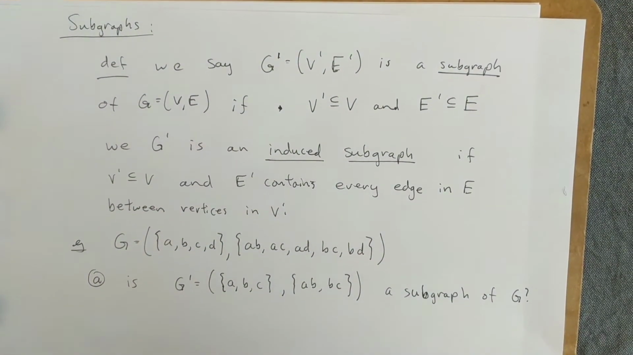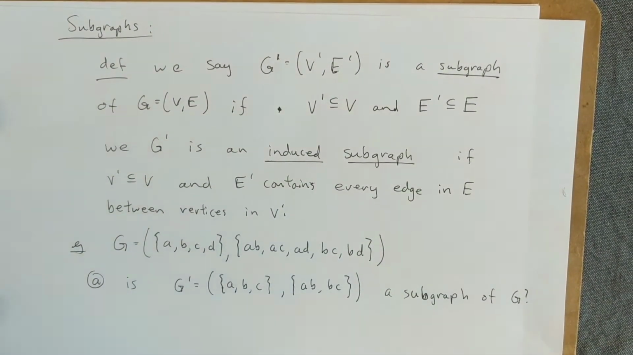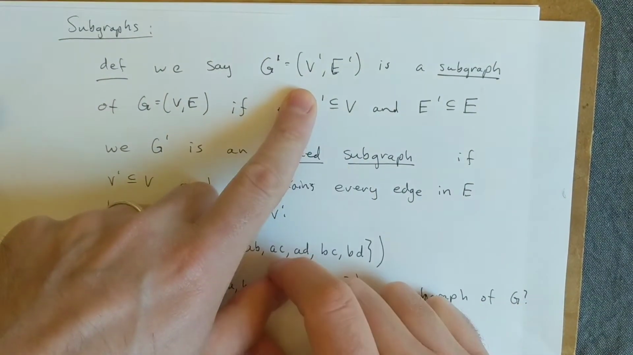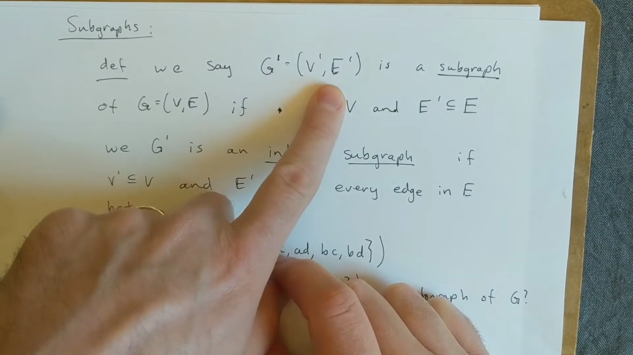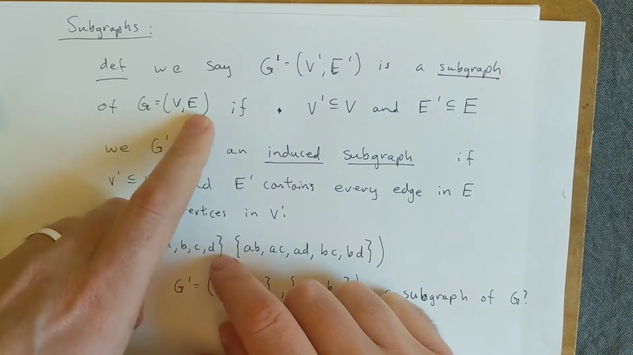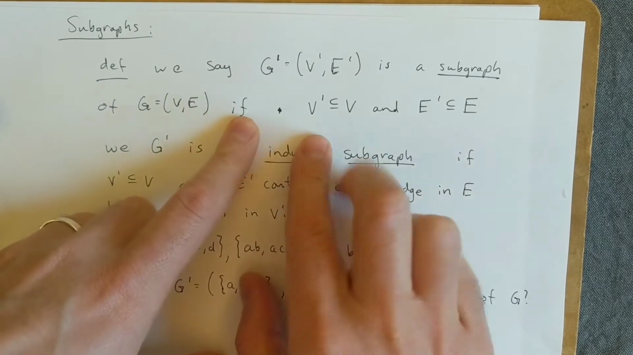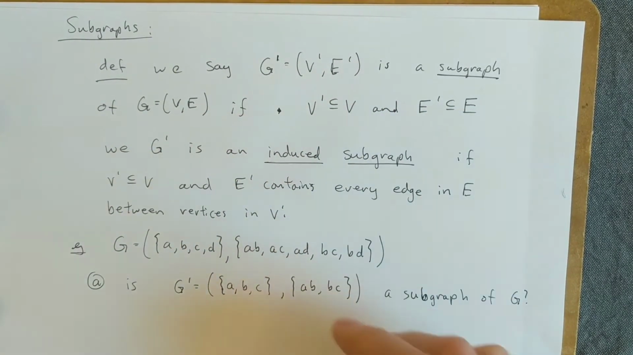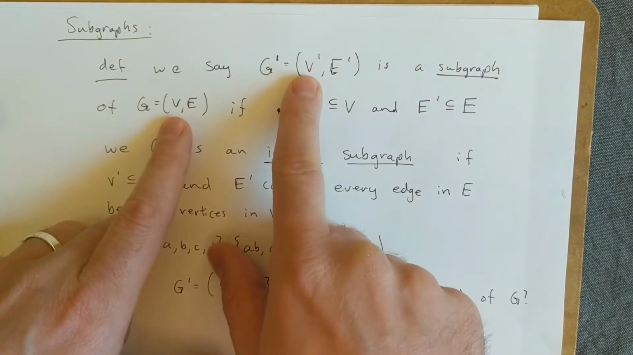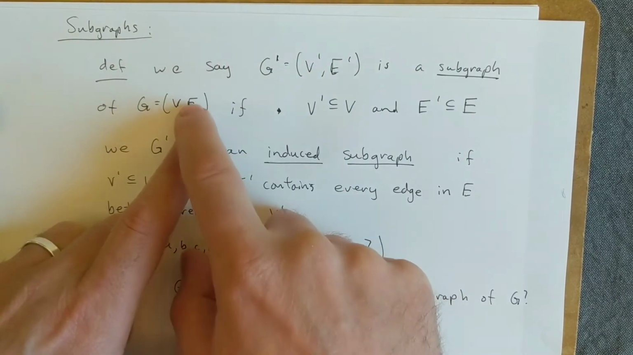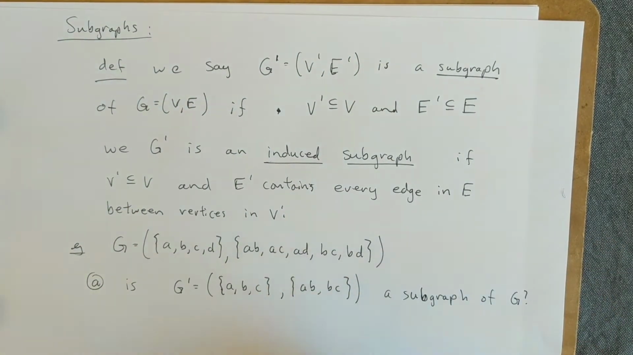Today we're going to talk about subgraphs, so let's define them. We say G prime, which is made up of the vertex set V prime and the edge set E prime, is a subgraph of G, which is made up of the vertex set V and the edge set E, if V prime is a subset of V and E prime is a subset of E. So pretty straightforward. If the vertices in G prime are contained in here, and if all the edges in here come from this, then we have a subgraph.